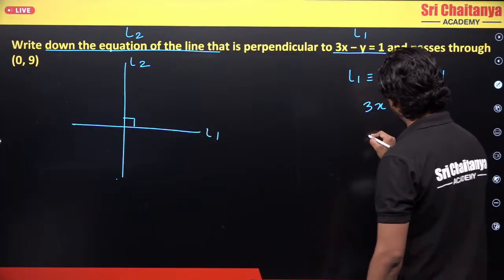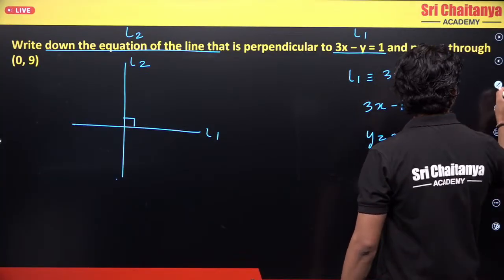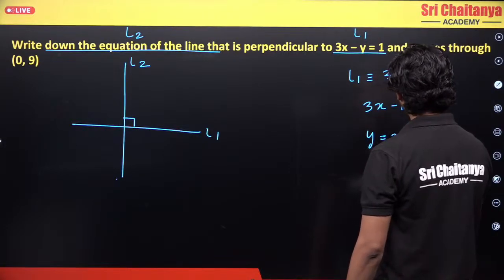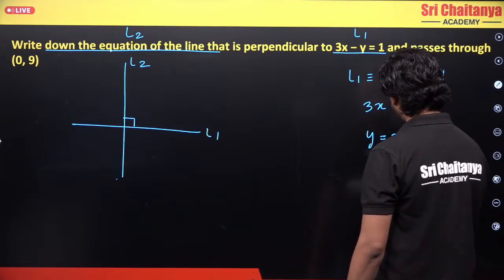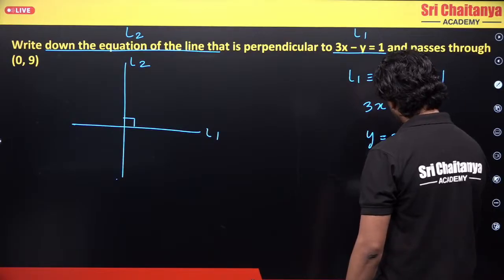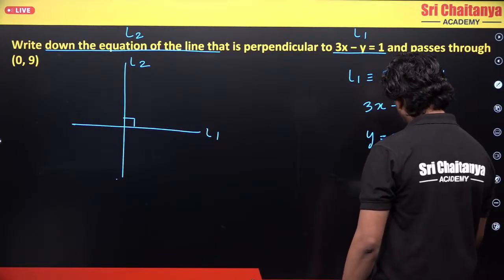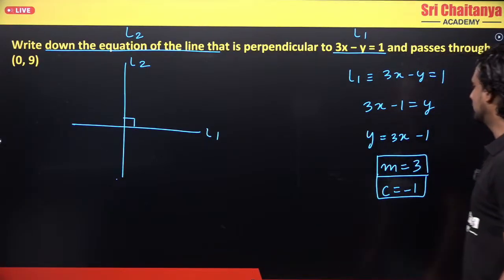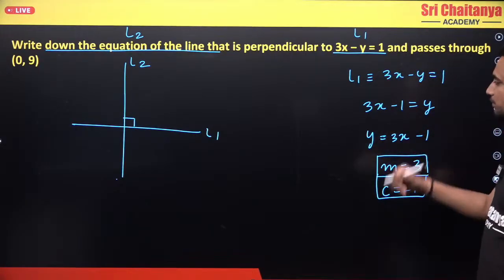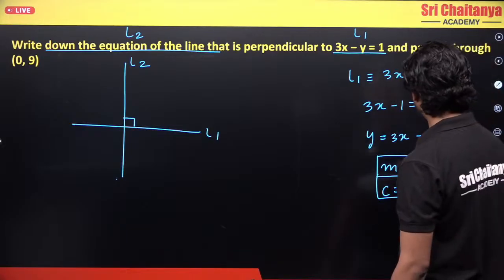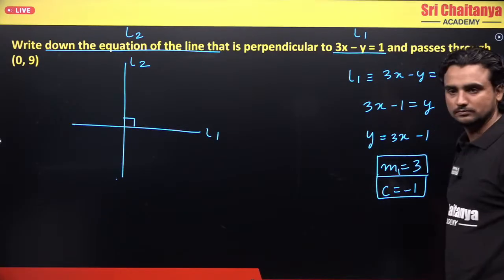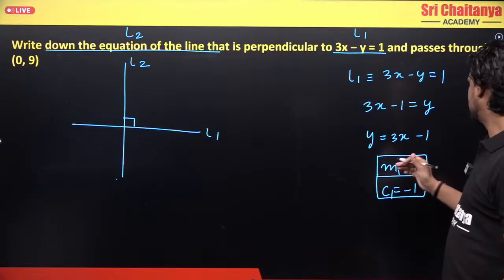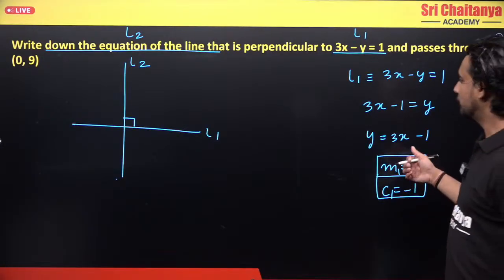So in this case, what do I get? Y equals 3x minus 1. So what do I get? M is equal to 3 and C is equal to -1. So I have the slope and the intercept both. So since I have the slope, I can say M1 is equal to 3. For line L1, the slope is M1 and C1 is the intercept. So M1 is equal to 3.